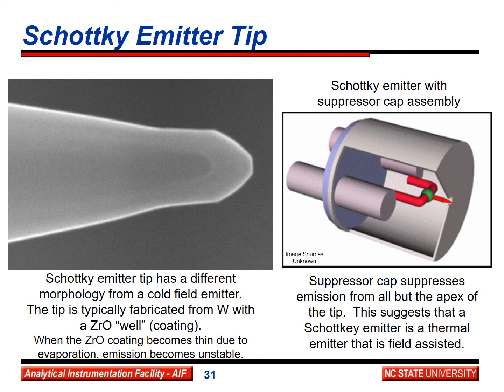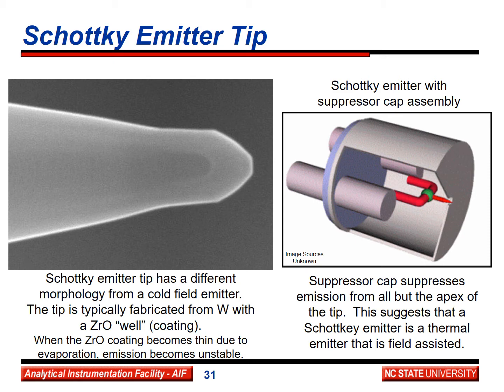A Schottky emitter tip has a different geometry from a cold field emitter. This tip is typically fabricated by using a cold field emitter tip and then coating it with a layer of zirconium oxide. If you read about this in the literature, they call it a zirconium oxide well. Looks like a coating to me. I suspect the reason it's called a well is that when the well runs dry, the emission becomes unstable. And this means that when the zirconium oxide becomes extremely thin, because remember, this thing is running hot, it's running at a couple thousand kelvins, the zirconium oxide is going to evaporate away. And once it evaporates away, the emission becomes unstable.